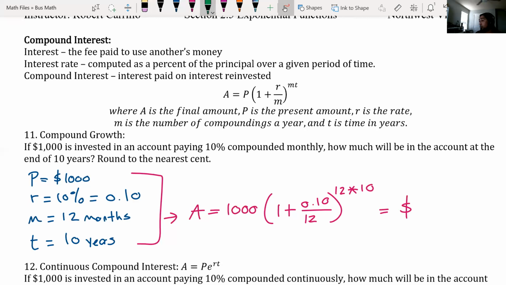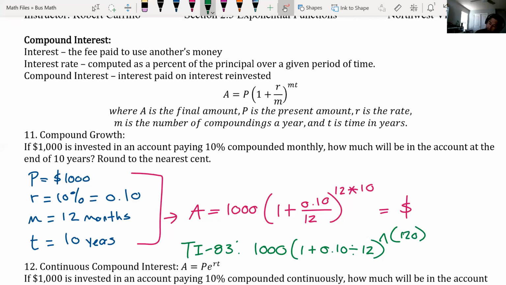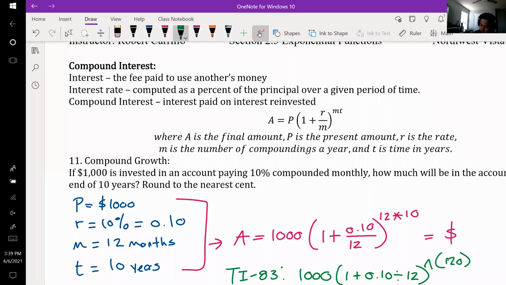Okay. So for me, since I'm using Desmos, I can type it in just like this. For your TI-83, oh boy, classic input. It's going to be 1,000. You'll start your parentheses. You'll do 1 plus 0.10 divide 12, close parentheses. And then you'll hit that caret button. And after you hit the caret, it's going to be parentheses 12 times 10, or you can type in 120. And that'll give you the answer. Word. All right, so let's try it out.